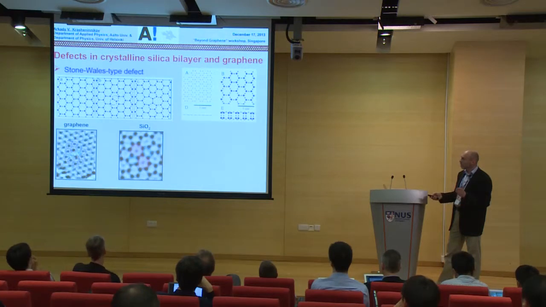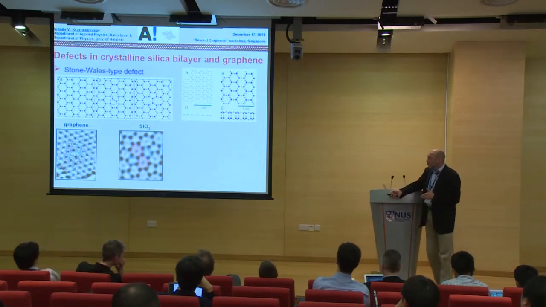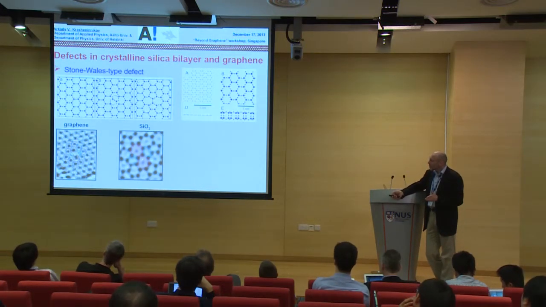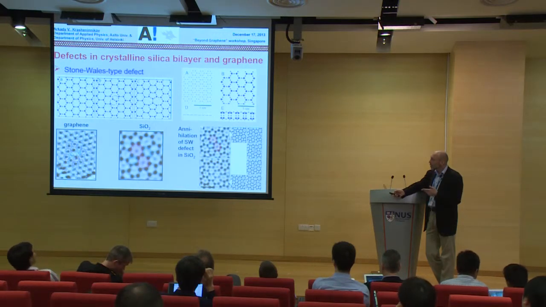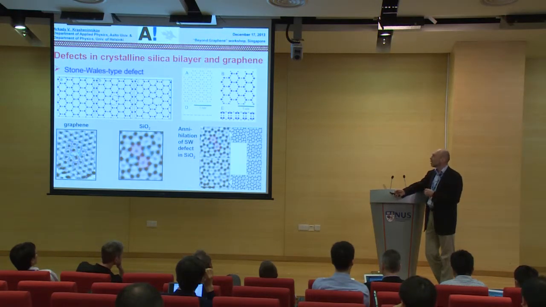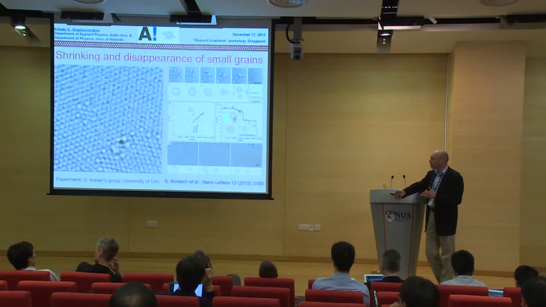Now, let's look at the SiO2 bilayer. We also have a Stone-Wales defect in SiO2 as in graphene, and actually we can see in real time the formation of the Stone-Wales defect. But in SiO2, the process is much more complicated. It involves knocking out oxygen atoms and then probably restoration of the bonds from oxygen coming from some other areas. So it's much more complicated than in graphene.